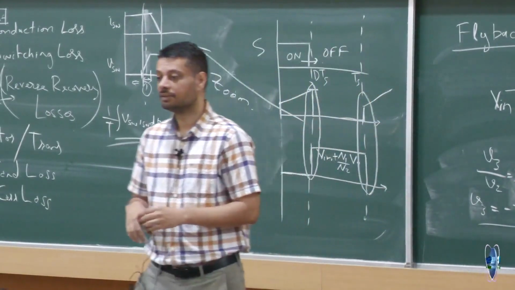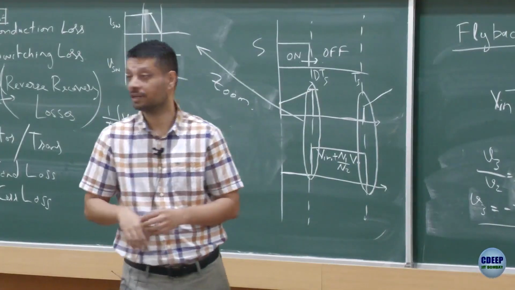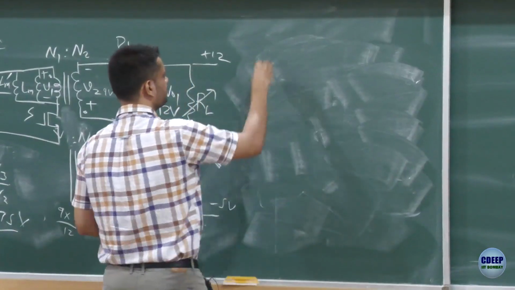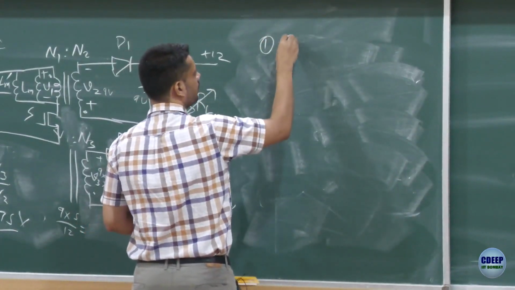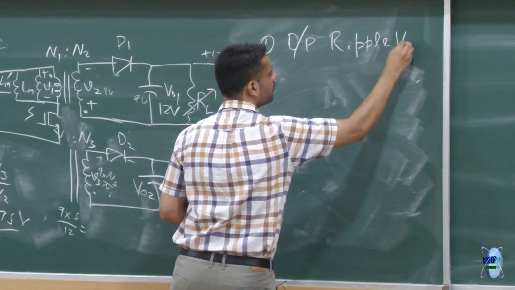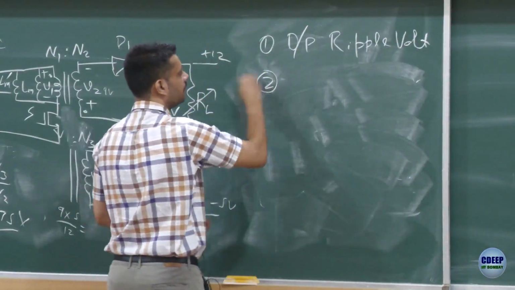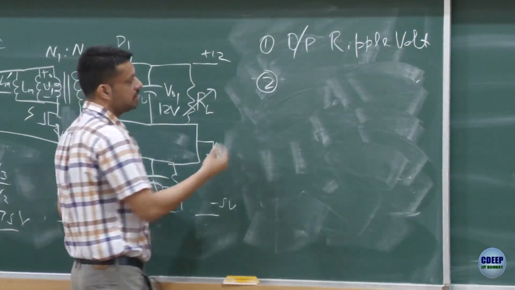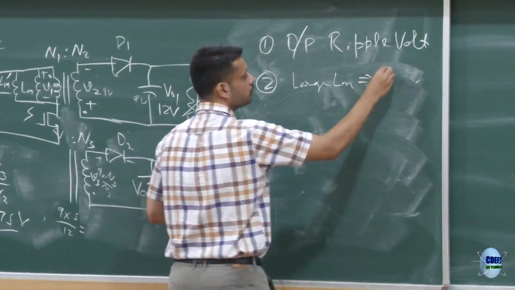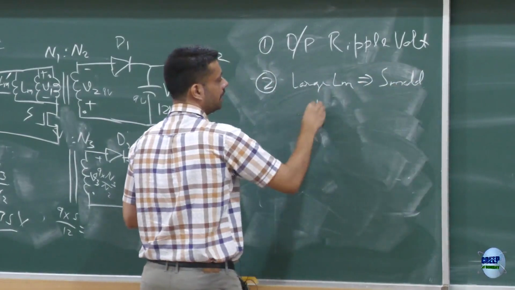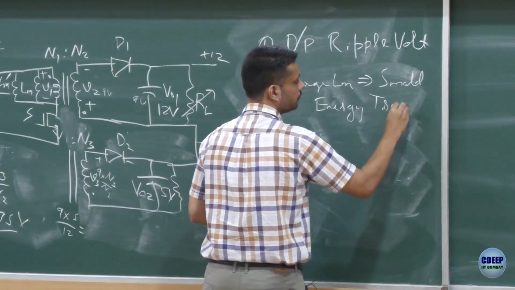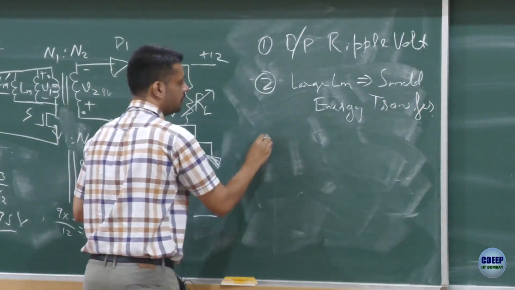Excessive ripple voltage on the output, okay, that's a good one, I could not have thought of. Okay, any other problem? Of course, one problem we saw, which is the large Lm leading to small energy transfer. Anything else? Any new point you found?